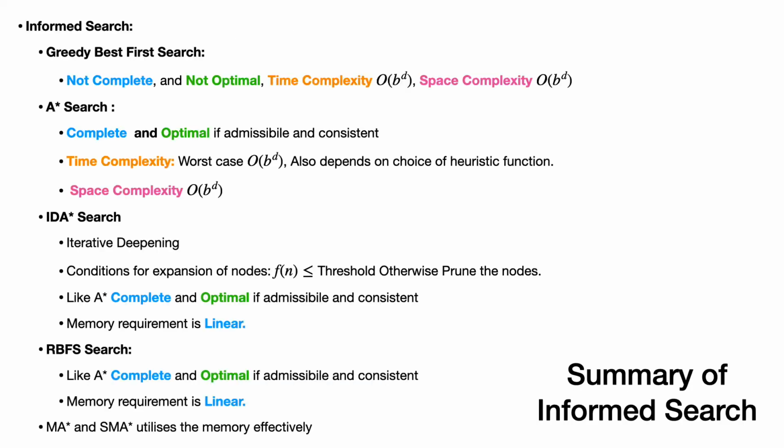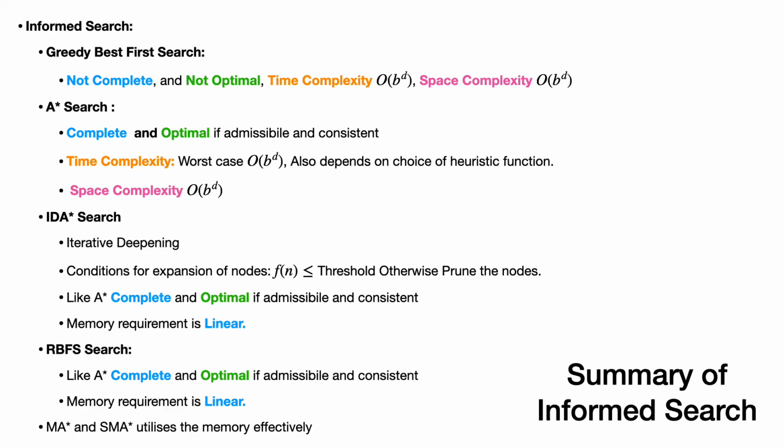So in summary, these are the algorithms which we have seen in informed search. We have seen greedy best first search. It is not complete, it is not optimal. Time complexity and space complexity are both high, where b is the branching factor and d is the depth. The A star algorithm is both complete and optimal, but there are a few conditions for completeness and optimality. For optimality, we have admissibility and consistency, which we have seen. Time complexity is higher in the worst case, but it depends upon the heuristic function we have chosen.